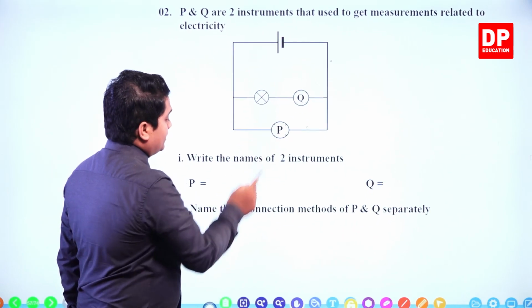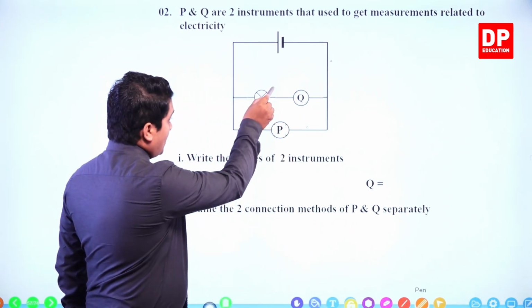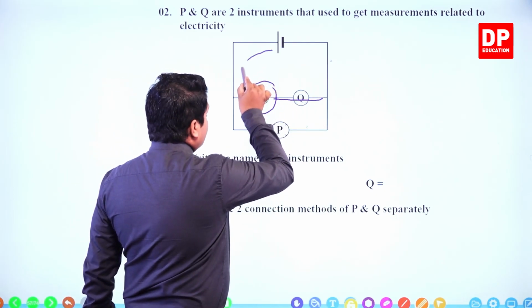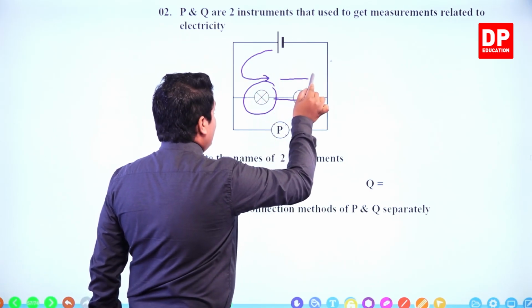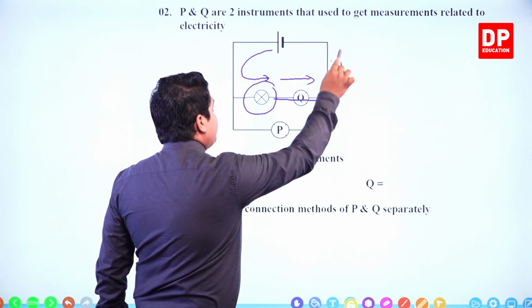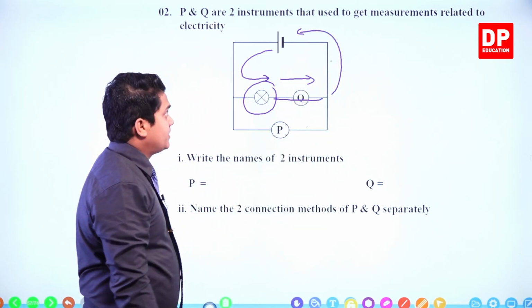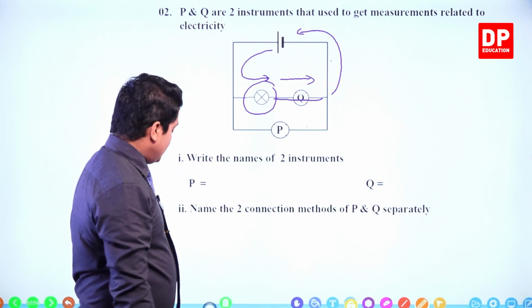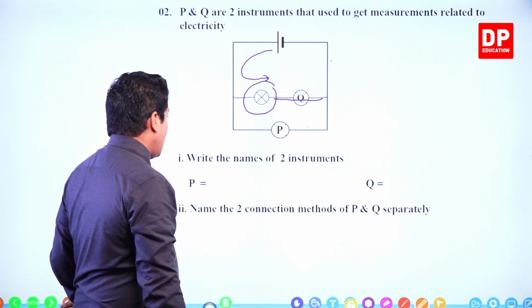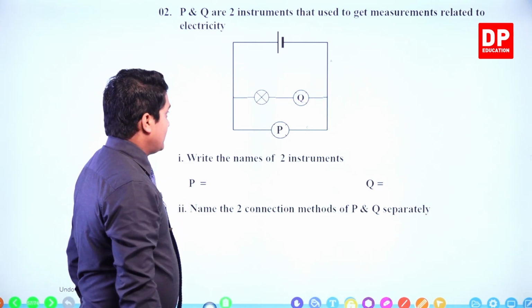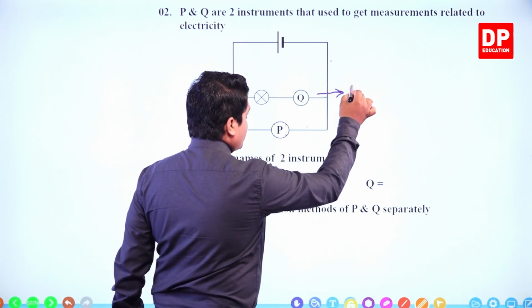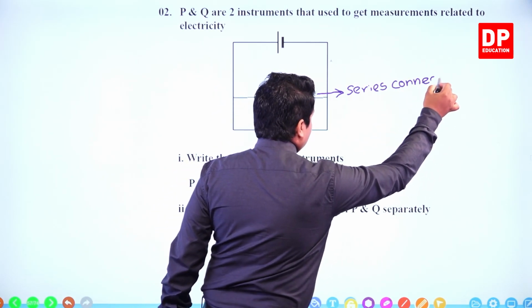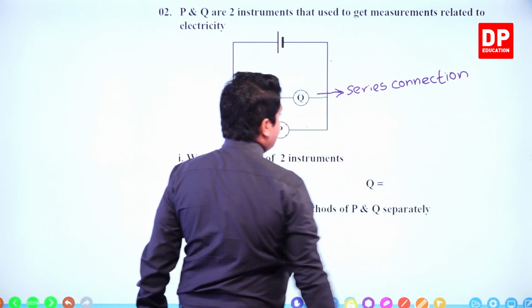If you check the circuit diagram very well, we can see that the bulb is directly connected with the Q instrument. Electrical charges flow through the bulb, through Q, and come to the negative terminal of the dry cell. So it's obvious that the connection between the bulb and the Q instrument is a series connection.